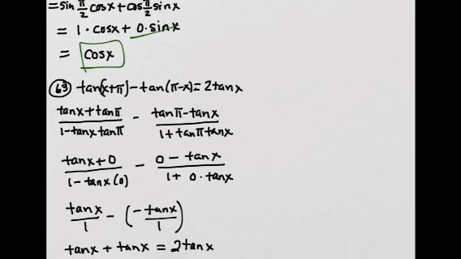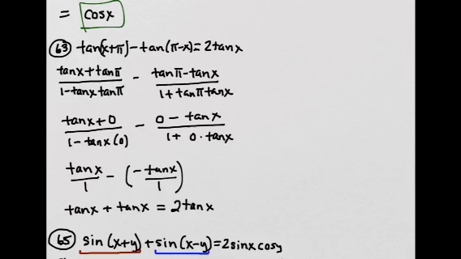For 63, same thing, you're verifying the identity, and so I'm working on the left side. So here is tangent of x plus pi, this part, and tangent of pi minus x, this part right here. Okay, and this negative is this negative. So tangent of pi is 0, and that's why every time you see tangent of pi, there's a 0 there. So here and here.